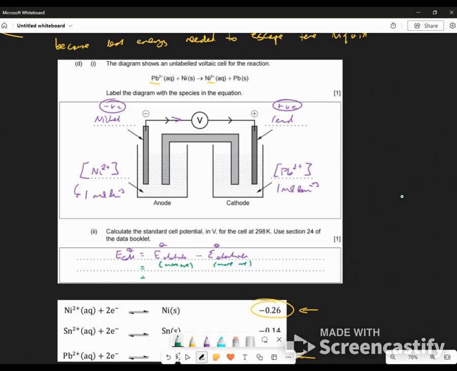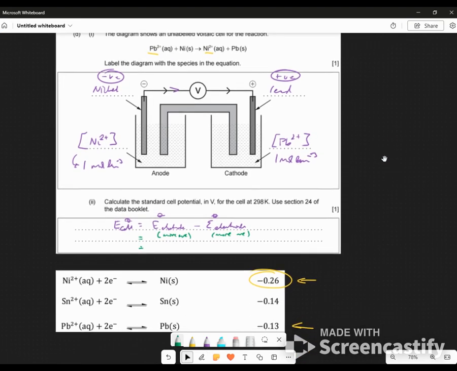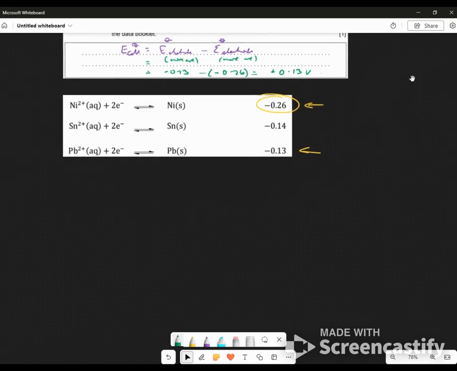Okay, so that gives us the more positive is, I can't see, minus 0.13 minus minus 0.26, which looks like plus 0.13 volts. There you go, piece of cake. No reason you should get any of those wrong, ever. Okay, where's next? Now we've got to do something similar, which we did before.